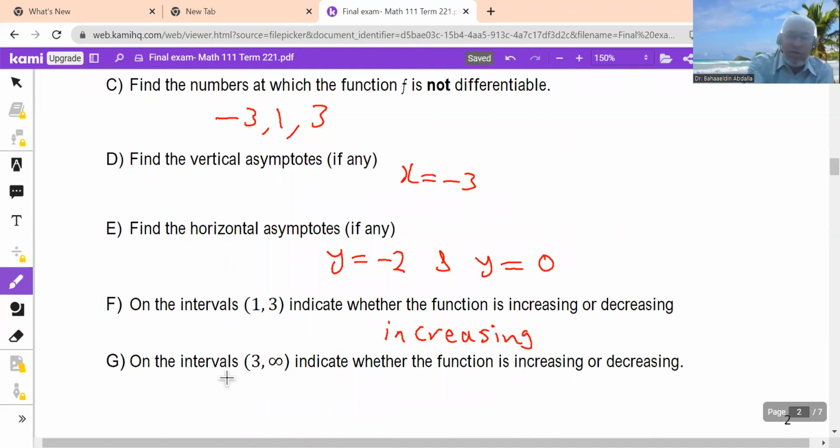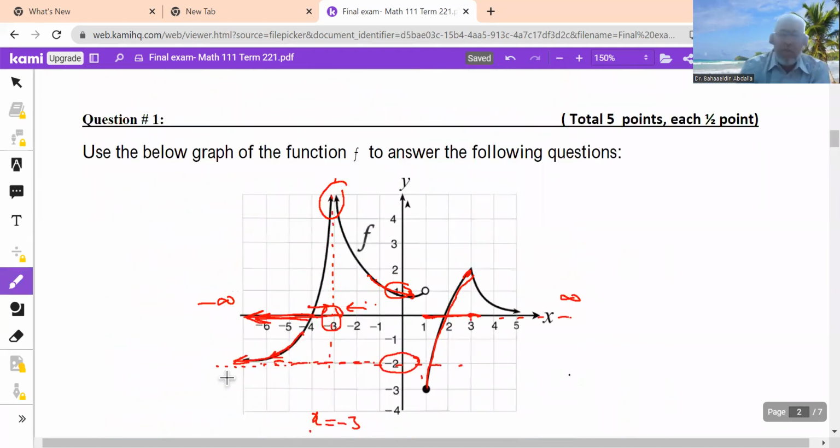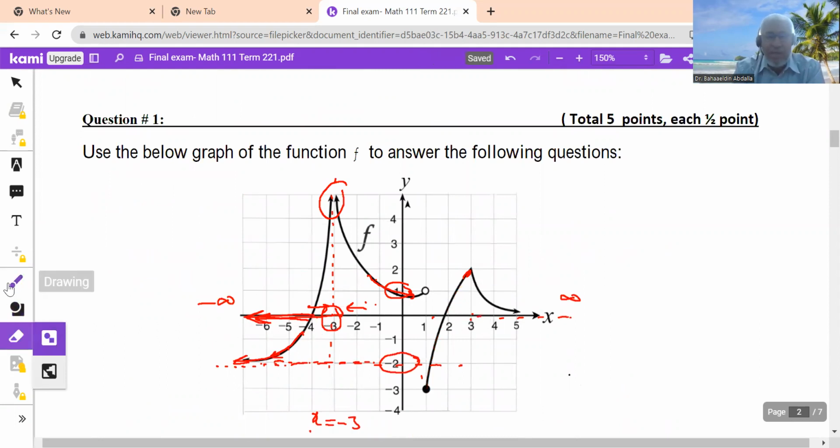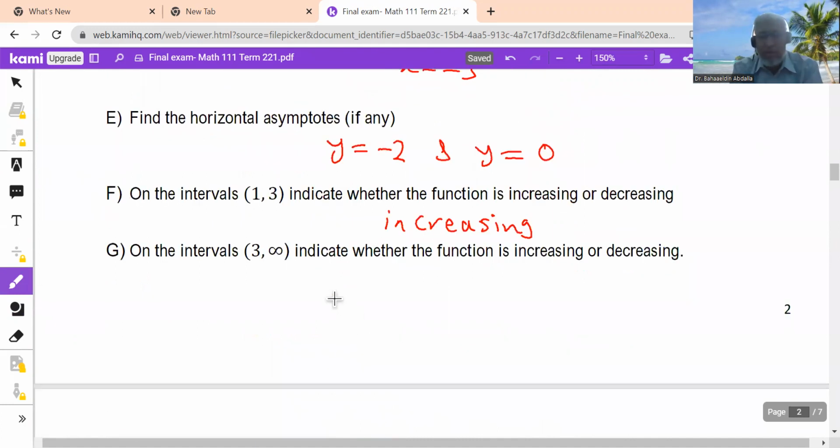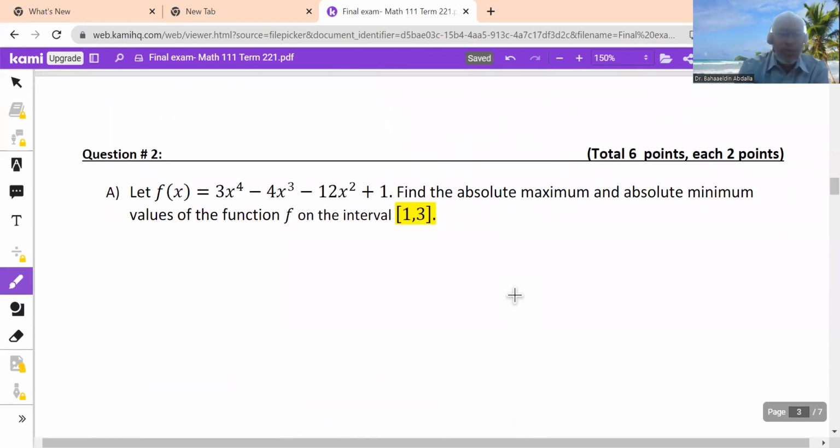On the interval 3 to infinity, is the function increasing or decreasing? Let us determine the interval. These are x values from 3 to infinity. While x runs from 3 to infinity, where is your graph? Well, it starts from here and it goes like this. What about this one? Is it increasing or decreasing? It is decreasing, going down. Decreasing means going down from left to right. Increasing means going up.